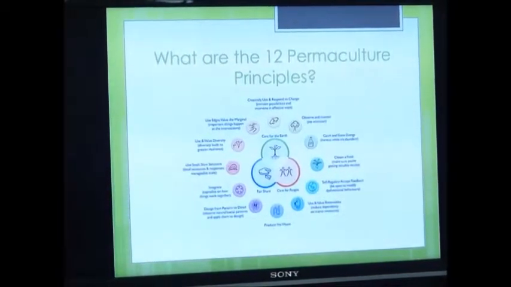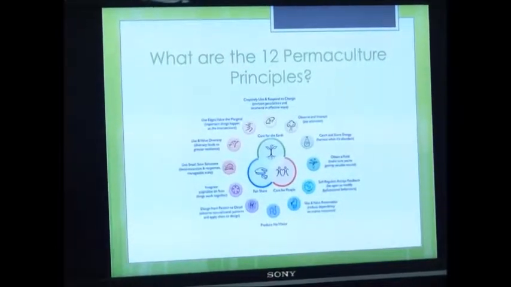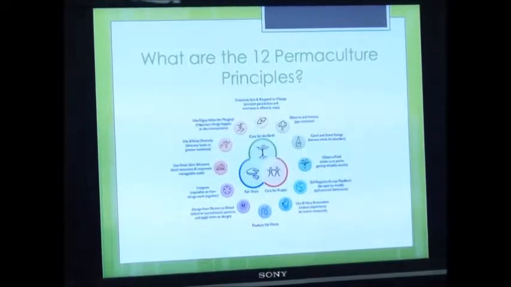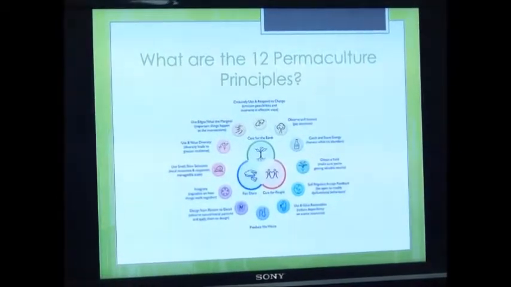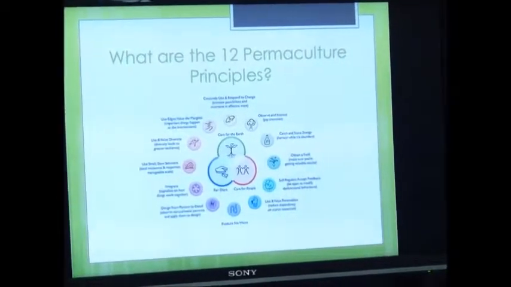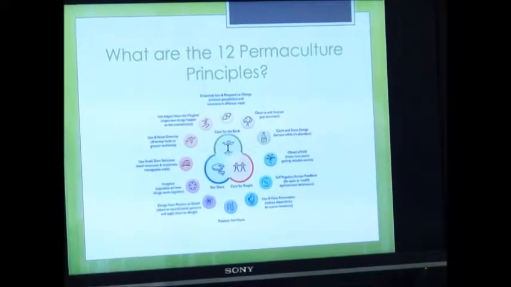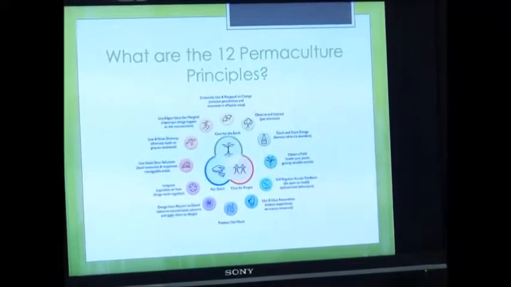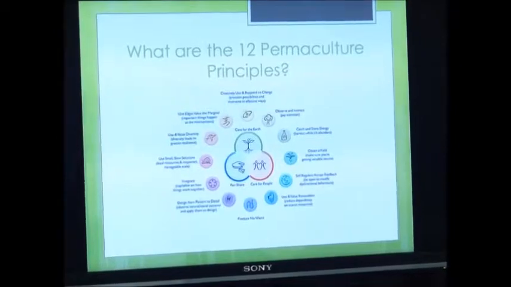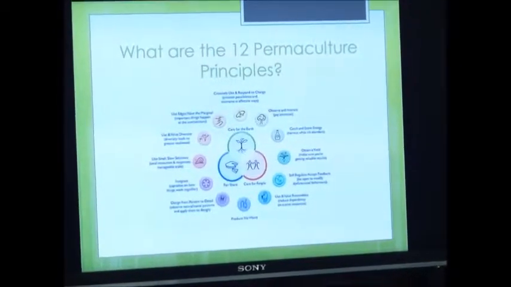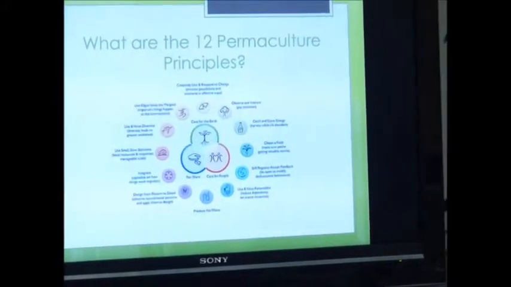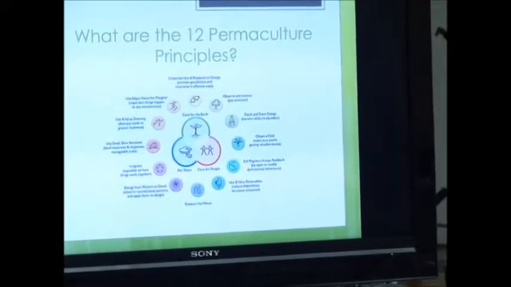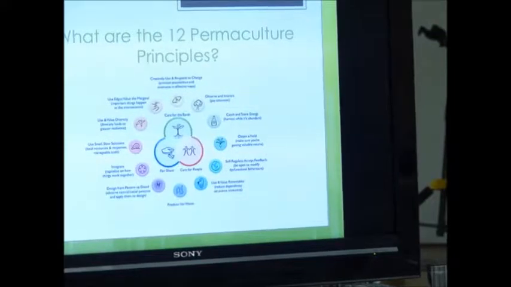Use edges and value the marginal. How can transition zones and spaces on your place that may not receive much attention be utilized to provide a more dynamic ecosystem? So those are the 12 basic permaculture principles, along with the values of caring for the earth, everybody getting a fair share, and care for people.